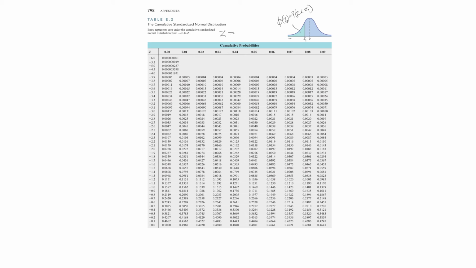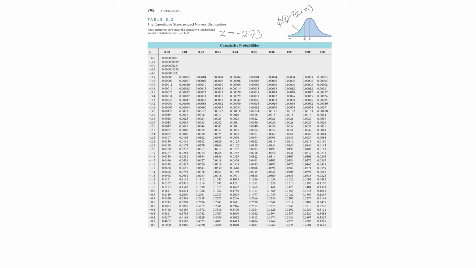I want to read the probability that z is less than minus 2.73. So the first thing you have to do is to look for 2.7. Where is 2.7? Let me use red. 2.7 is right here.